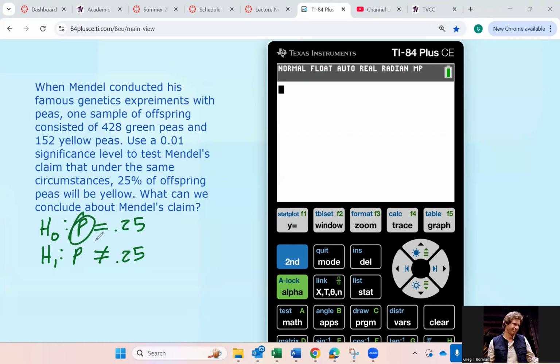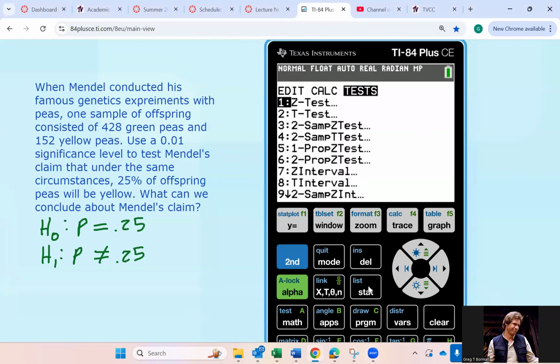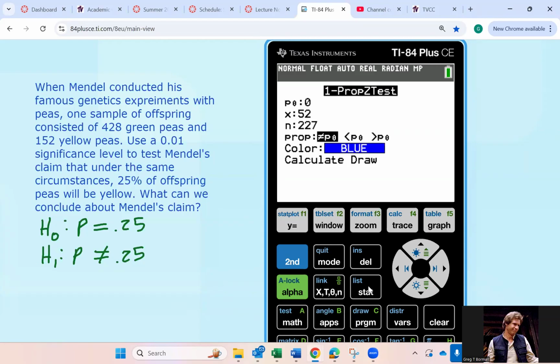So we know what our parameter is. We know we're doing a hypothesis test. And so now it's time to hit the calculator. We can do all this by hand, but let's not. So we're going to go STAT over to TESTS, and we're going to go one-proportion z-test because we're doing a test and it involves only a single proportion. Later on, we'll explore two proportions, but that day is not today.